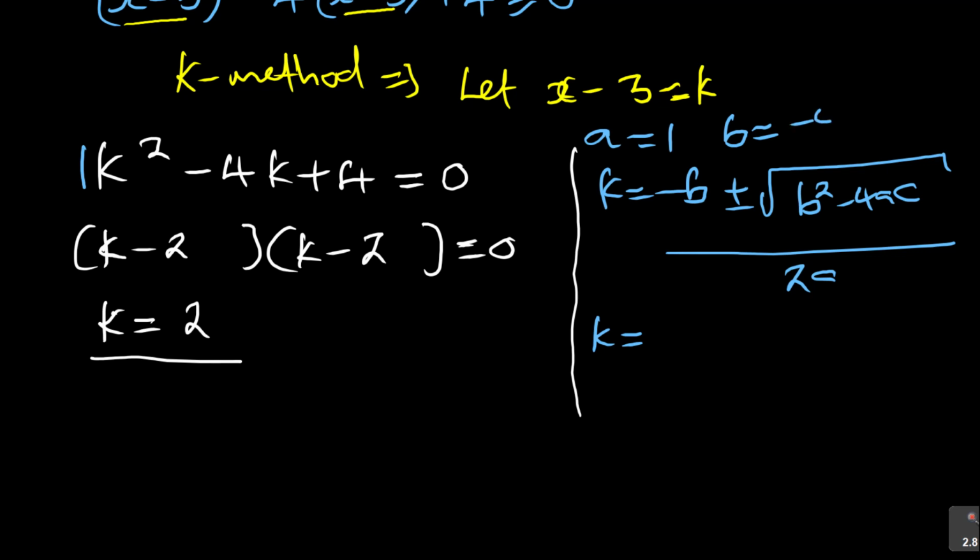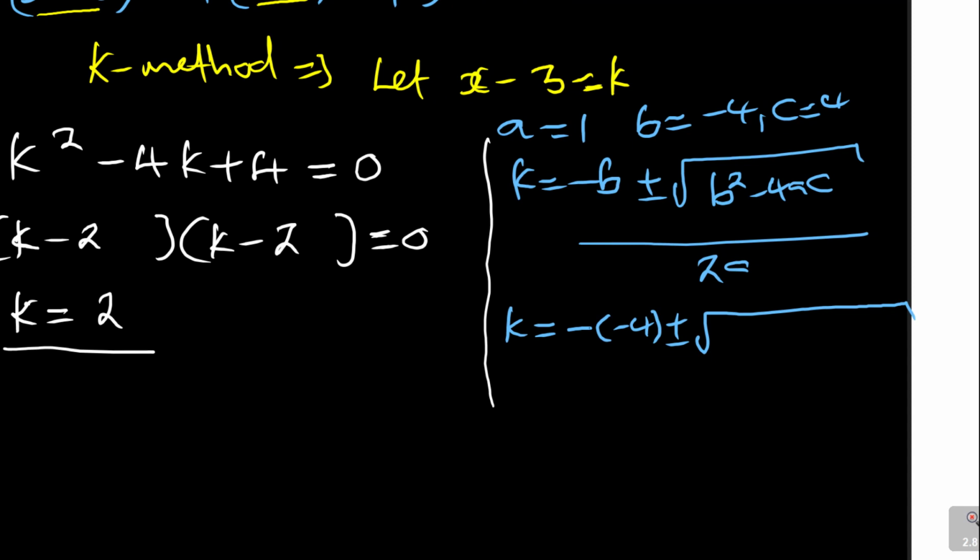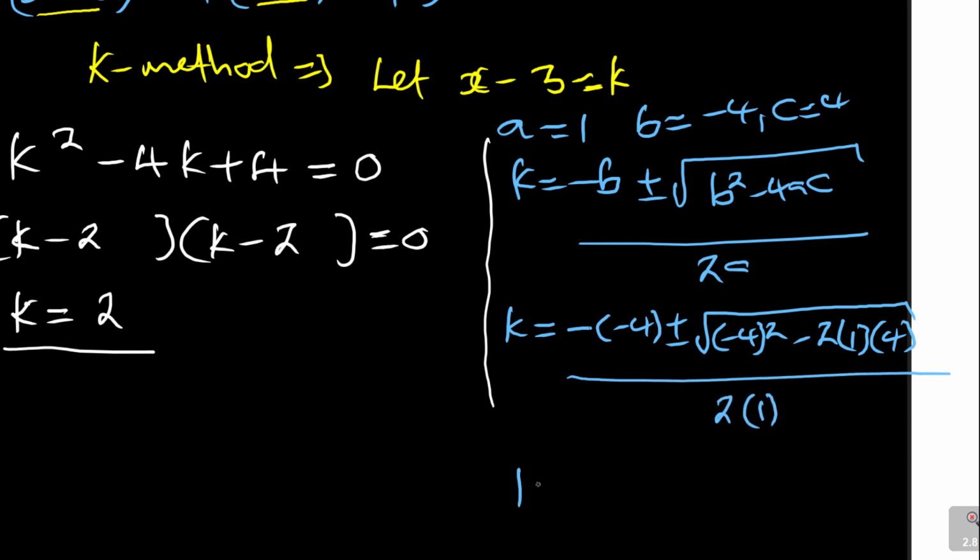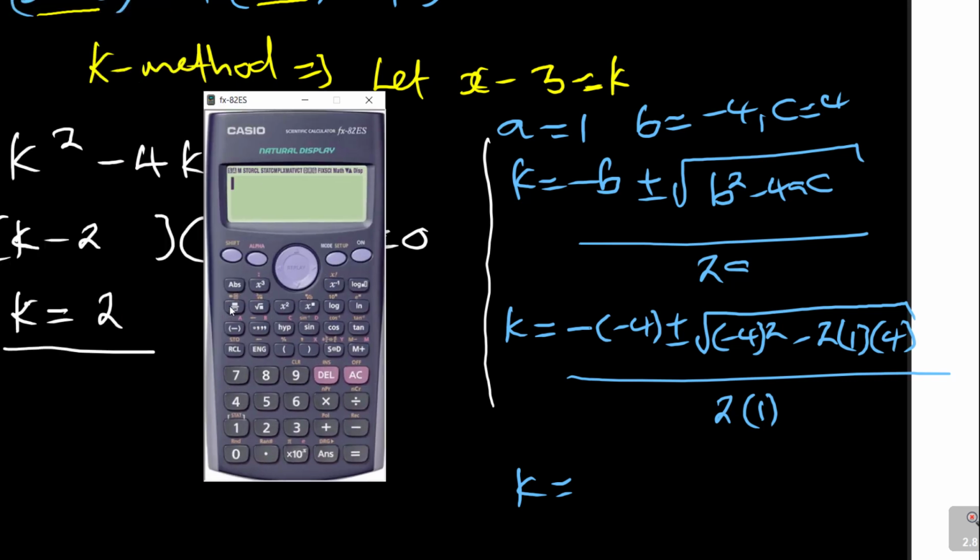So my B is negative 4, my C is equal to 4, and then you say minus negative 4 plus or minus the square root of what you have there: negative 4 squared minus 4 times a, which is 1, times c, which is 4, all over 2a, which is 1. Then when you do that, you can now use your calculator there to get that value.